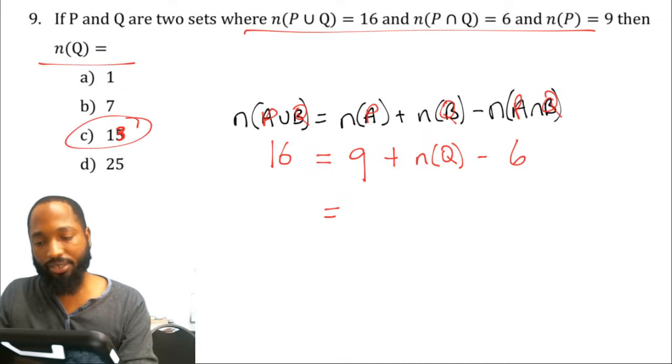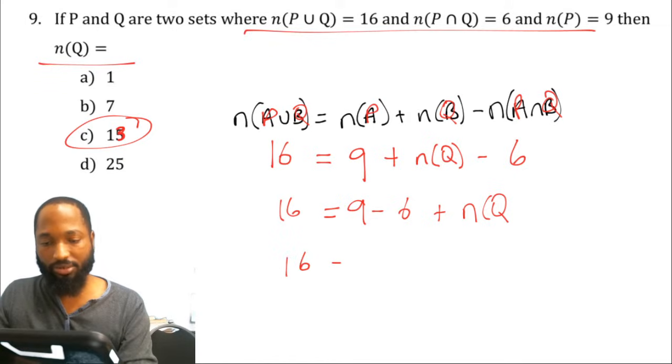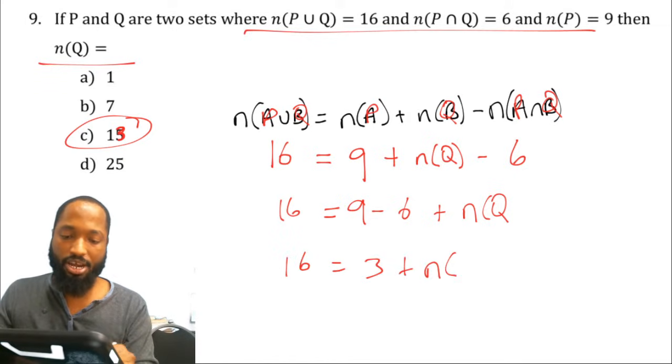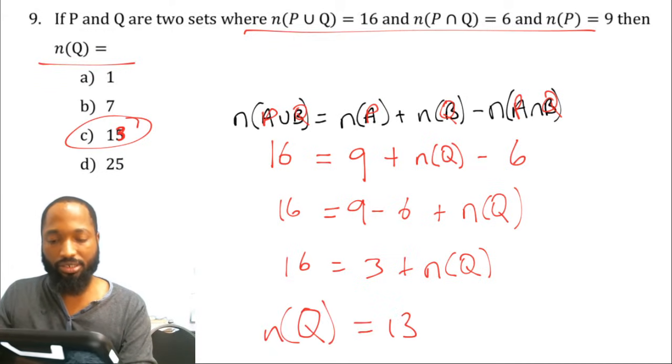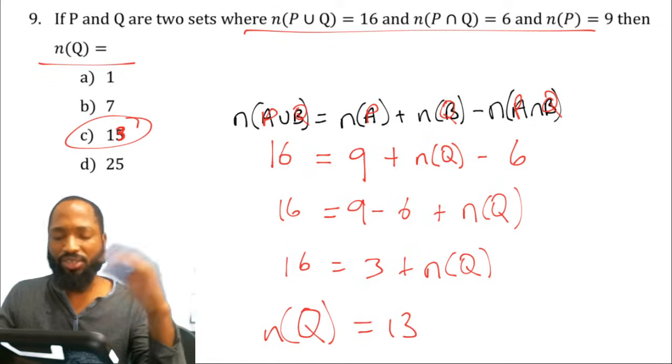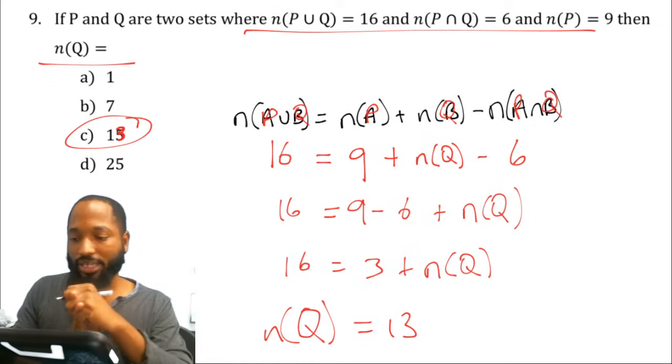Because you'll end up with 9 minus 6 plus n(Q), 16. 16 is equal to 3 plus n, the number of elements in Q. In the end, when you bring it across there, you'll get the number of elements in Q is equal to 13. So it had no answer in the initial one, which is unfortunate. But oh gosh, we'll get out all the kinks by the time we're ready.